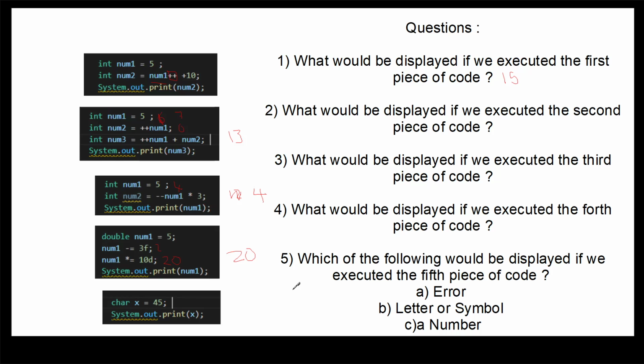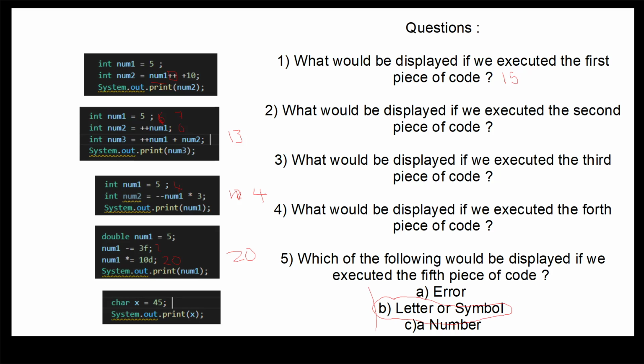And number 5, what would be displayed? And this is very common. So you've got the number there with the character data type, and then this will be a multiple choice question. So do remember in the MTA exam, they're all multiple choice. And of course, the answer would be it's a letter or symbol. So it'll be a B.